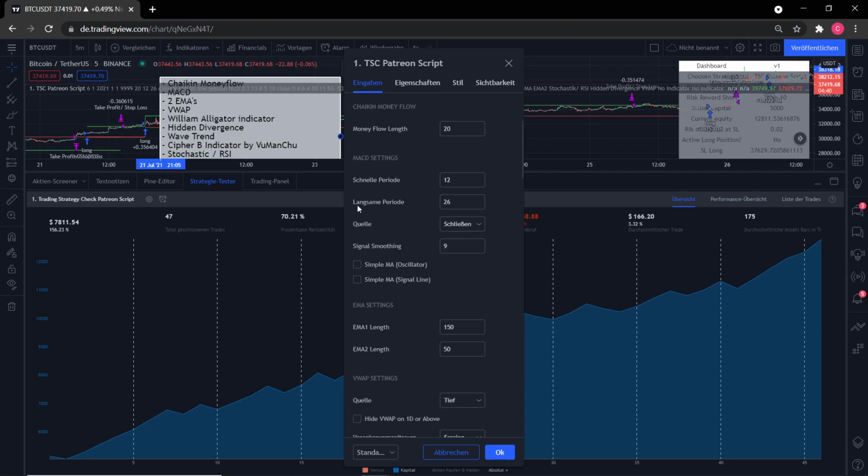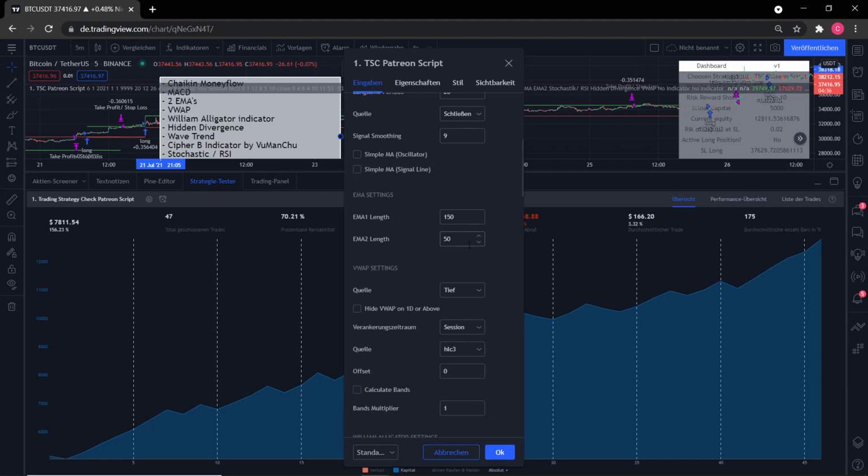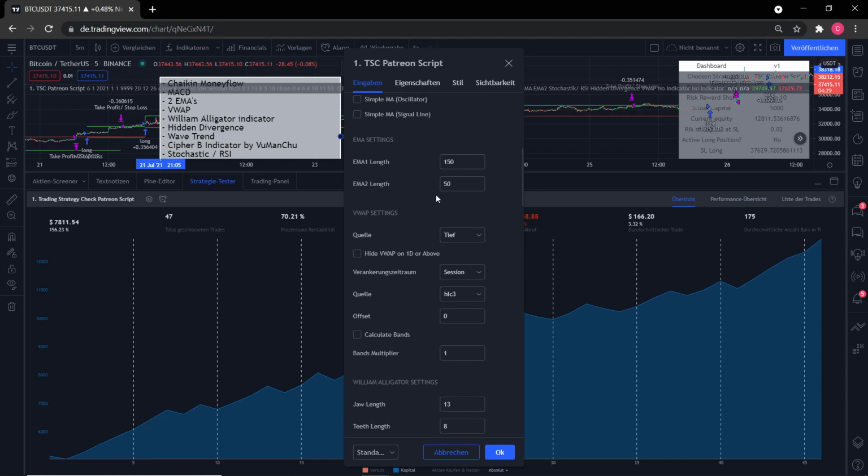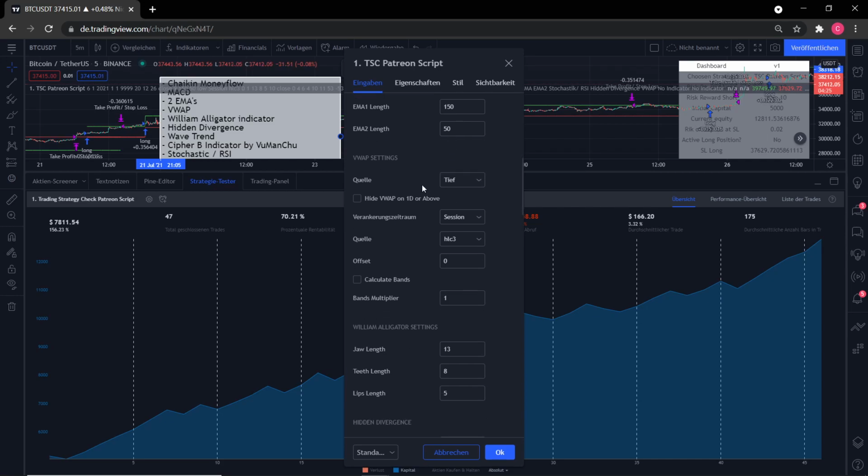MACD. For a signal, the MACD and signal line must cross. EMA. I have inserted 2 EMAs into the script. For a signal, the price must be above the upper EMA. The second EMA indicates that it must be greater than the upper EMA for a long position.